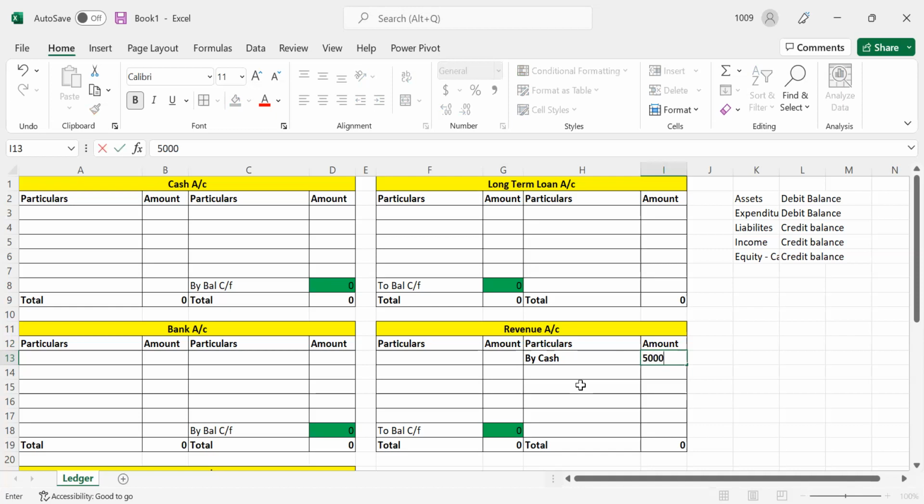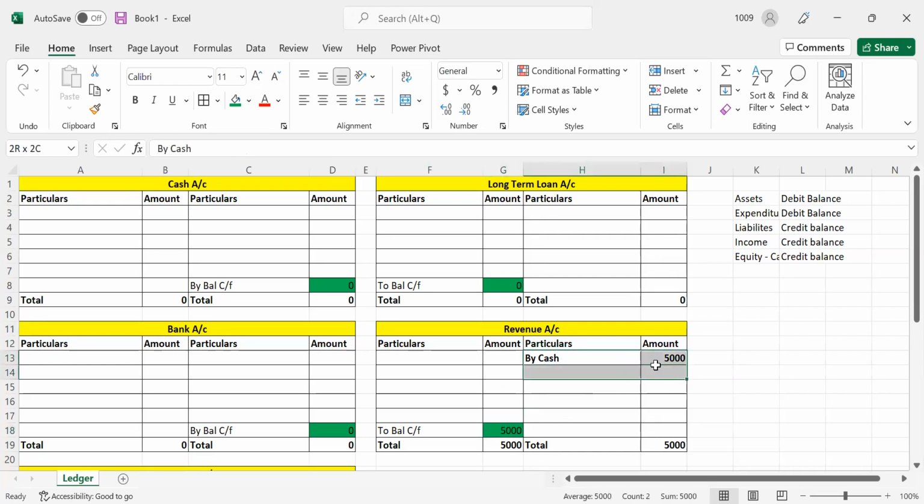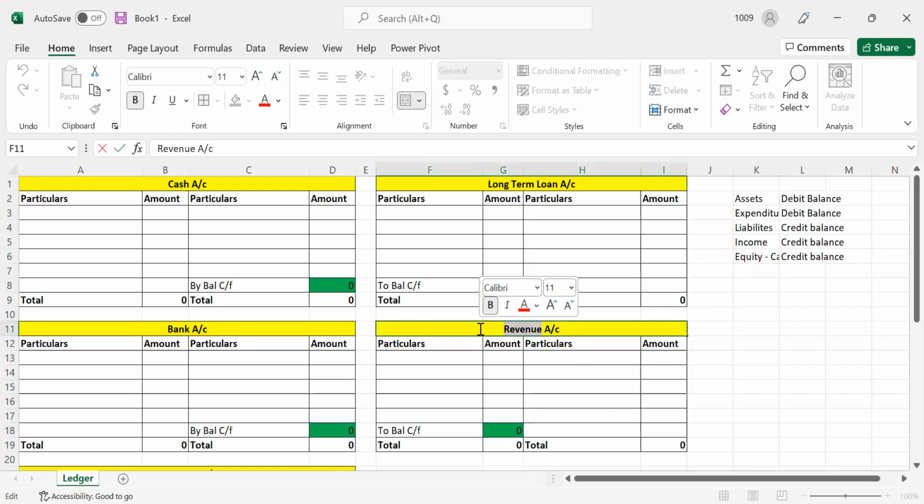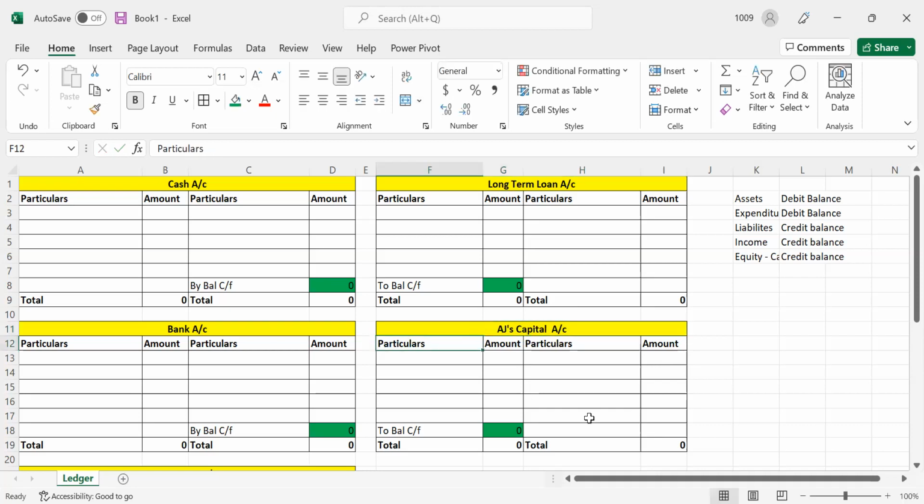So let's say $500 or $5,000, automatically it is coming. Look at this, 5,000 total is coming, the balance is also coming. If you delete this one, it will go. So this is the beauty of Microsoft Excel that I explained, and very, very useful. Same is for the equity. Equity is a capital account, right? Just like revenue, you can write here capital account, and the same thing you can do here.